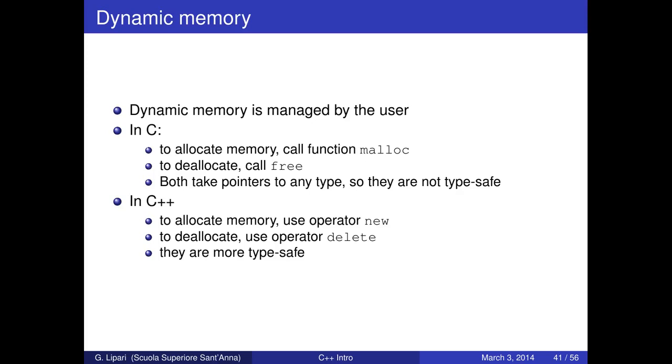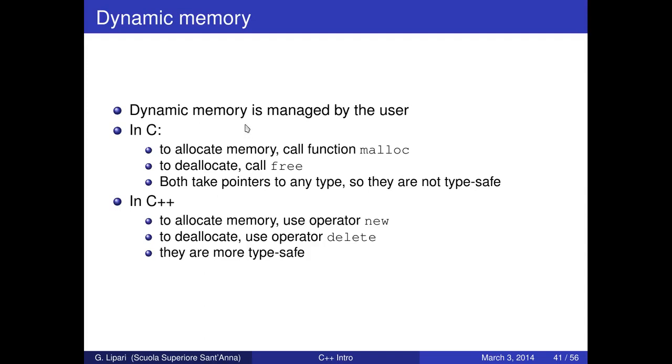So what are pointers for? For a lot of different things. But very often in C++, they are used for pointing to objects that have been allocated dynamically. Regarding dynamic memory in C, there are two functions from the standard library, malloc and free, that you use for allocating and deallocating memory from the heap. They both work with pointers to any type. Malloc takes the size of the memory to allocate and returns a pointer to void, and free takes a pointer to void. This means that it's the responsibility of the programmer to make sure that malloc and free are used correctly. Actually, this is one of the most difficult parts of programming in C: making sure that dynamic memory is allocated and deallocated correctly.